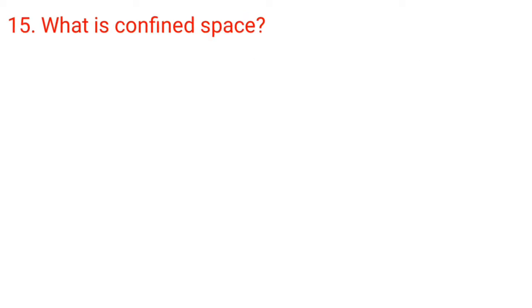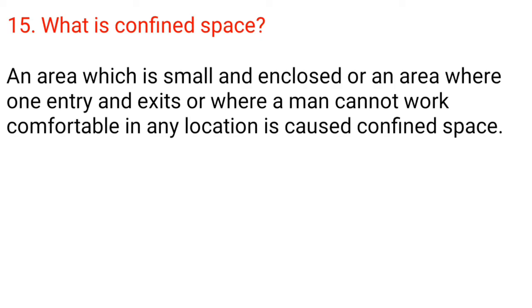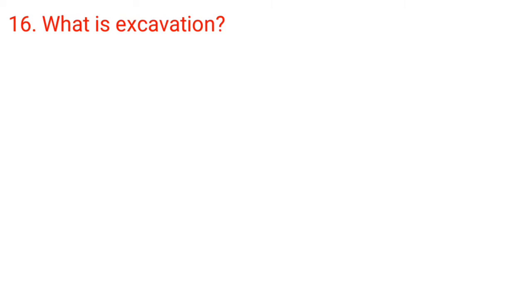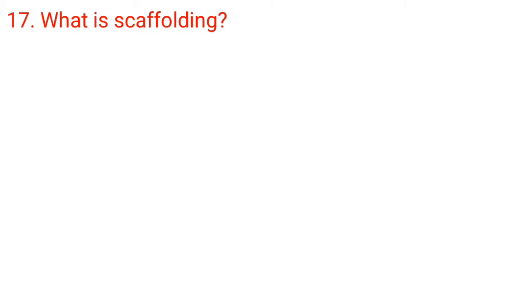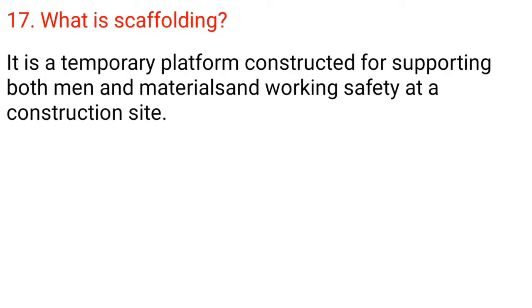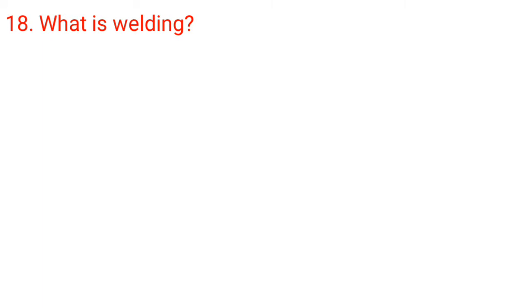15. What is confined space? An area which is small and enclosed, or an area with one entry and exit, or where a man cannot work comfortably in any location, is called confined space. 16. What is excavation? Making a hole or tunnel by digging the ground by man or machine is called excavation. 17. What is scaffolding? It is a temporary platform constructed for supporting both men and materials and working safely at a construction site. 18. What is welding?